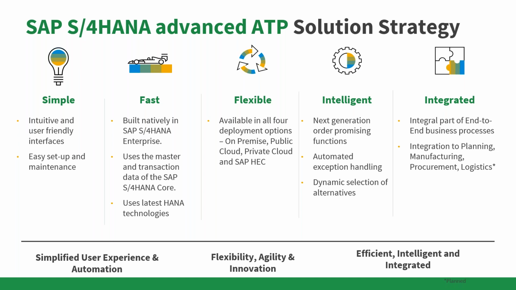The second criteria is that we wanted to make it as performant as possible, because millions of orders are running overnight, and we wanted to be fast. For that reason, we tried to use the HANA capabilities, and we said we are not going to do any kind of replication of master data and transaction data, which is already there in the S4 HANA system. So we use the same master data and same transaction data that is there in the S4 HANA system. It makes the solution automatically faster.